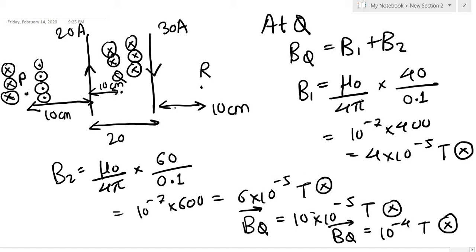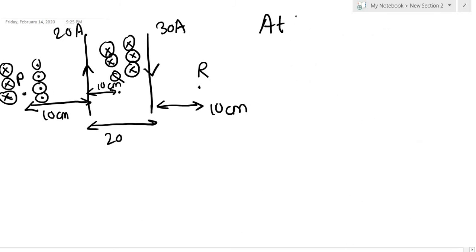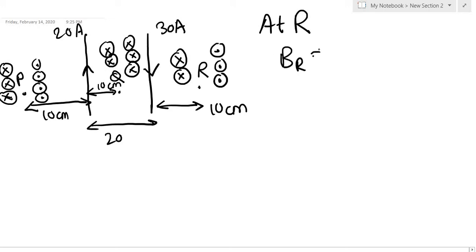Now let's do it for point R. So at R, let's check for the directions. Now the magnetic field due to wire 1 will penetrate point R, and then the magnetic field due to wire 2 will emerge from R. Now again we have to subtract. So BR is equal to B2 minus B1, because now wire 2 is closer to point R, so its magnetic field will be stronger. So B2 is greater than B1, so B2 minus B1.